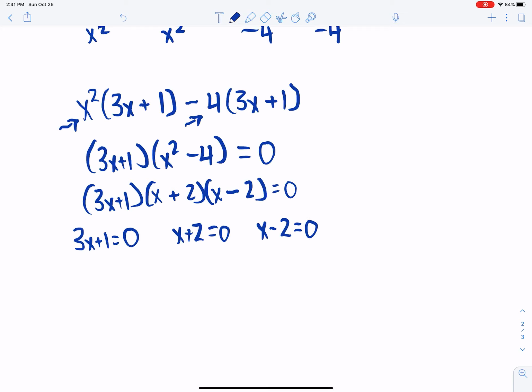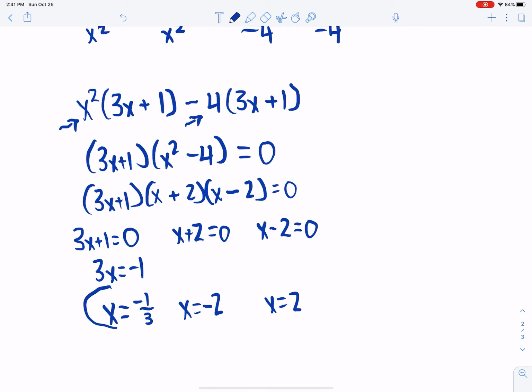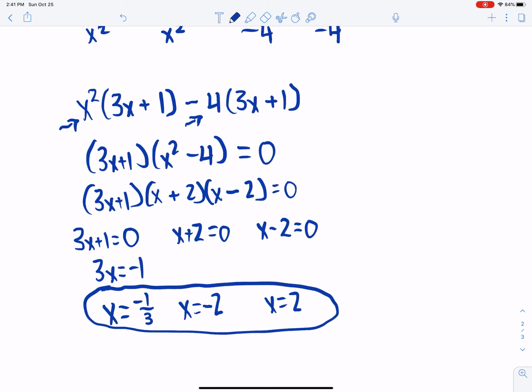For the first one, we subtract 1 from both sides, and we would have 3x equals negative 1. And then divide by 3, we end up with x equals negative 1/3. The next one, you subtract 2 from both sides, you would have x equals negative 2. The last one, you add 2 to both sides, you get x equals positive 2. So we ended up with 3 different answers for that equation.